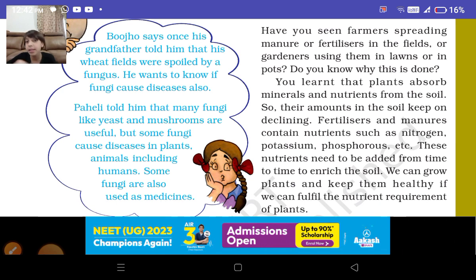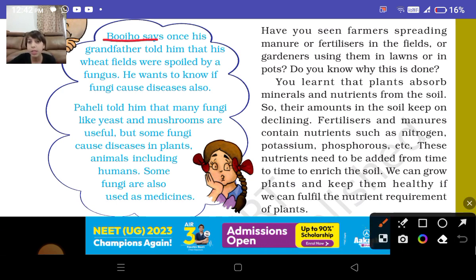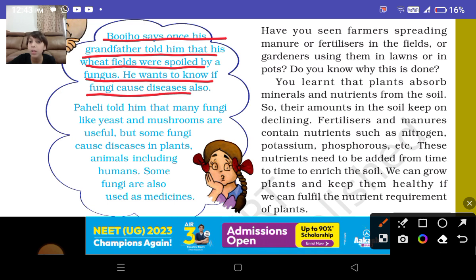Okay, let's see something that is said by Bujho and Paheli. Bujho says once his grandfather told him that his wheat fields were spoiled by a fungus. He wants to know if fungi cause diseases also. So Bujho says that his grandfather told him that once his wheat fields were spoiled by fungus. So now Bujho wants to know whether fungi cause diseases.